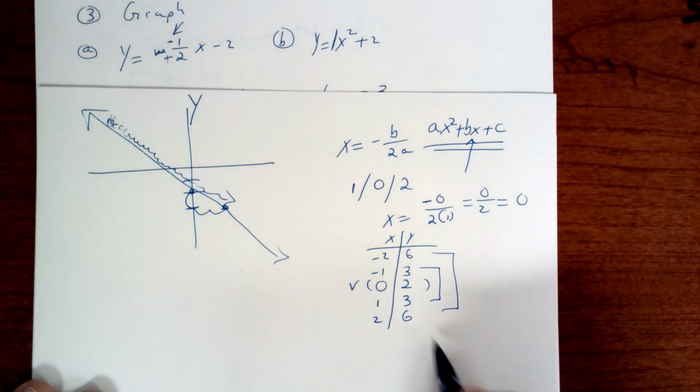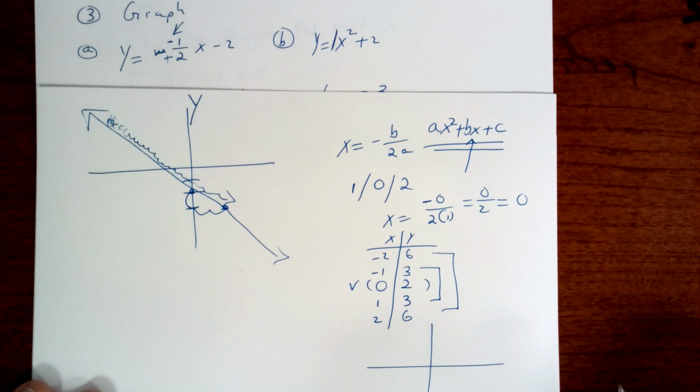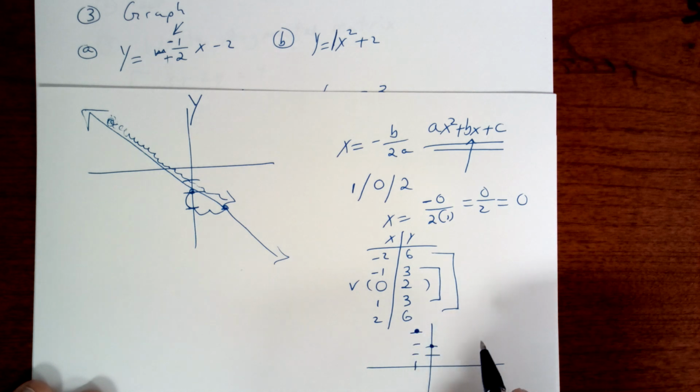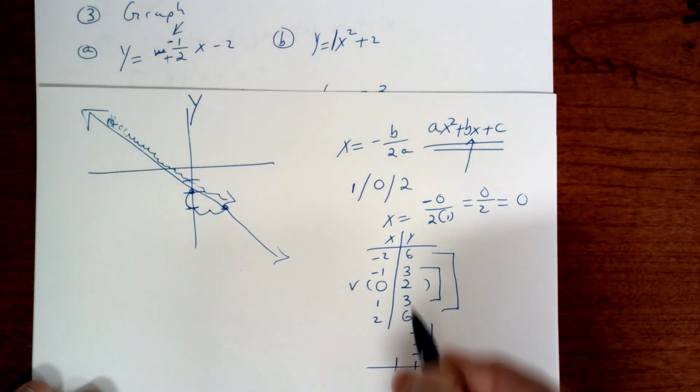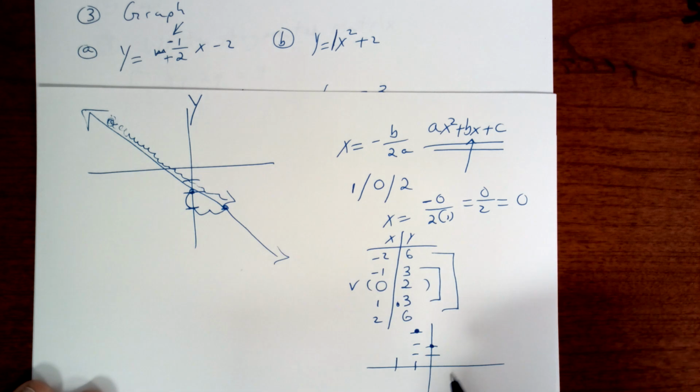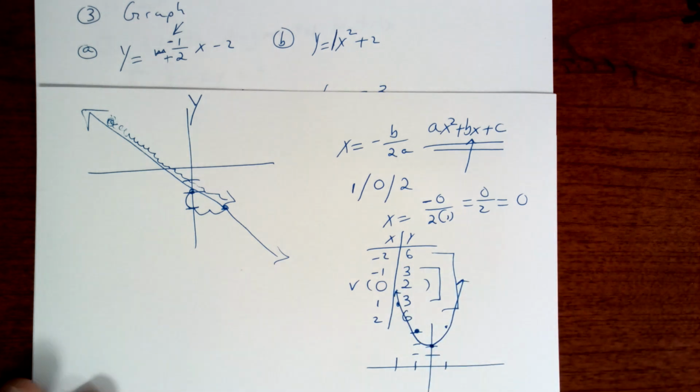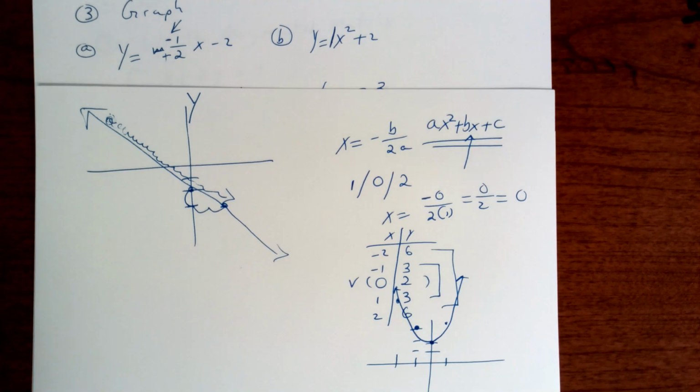And so what you want to do is graph it. When you graph it, you go over 0 up 2, and then -1 up 3, and then -2 up 6, and we're up here. And then over here, it's over 1 up 3. And so this one looks like this. And it should be a U shape. Don't make it a V. It's not an absolute value, and that's how you do that. Make sure you know that for your next test.